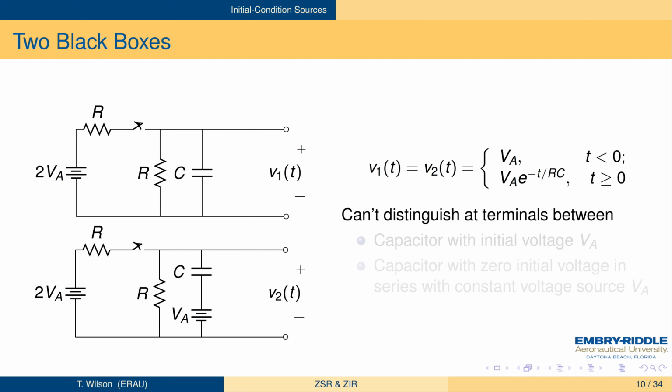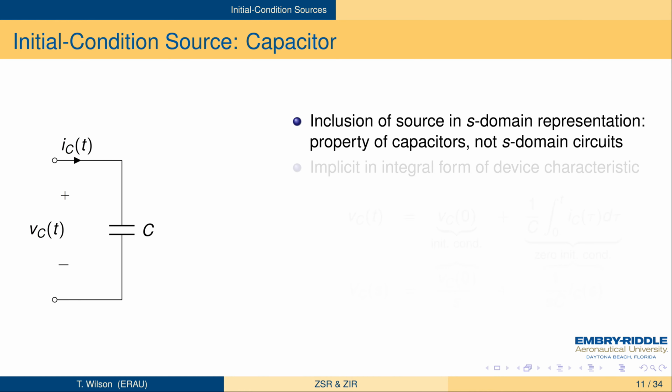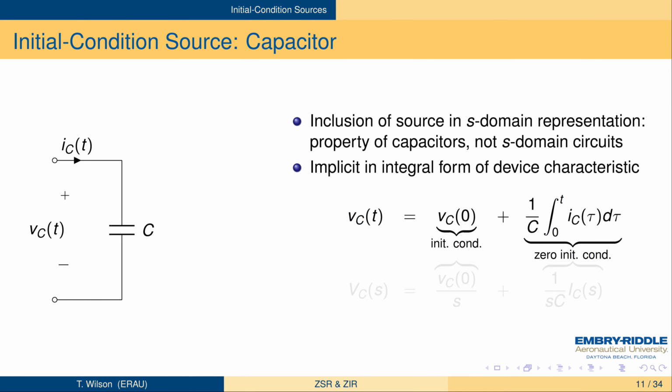You can't tell the difference between these two situations at the terminals. You can't distinguish between a capacitor that's got an initial voltage VA and a capacitor that's got 0 initial voltage that's in series with a constant voltage source VA. So this initial condition modeling that we had in the S domain is really a property of capacitors. It has nothing to do with the S domain. It comes from the integral form of the device characteristic.